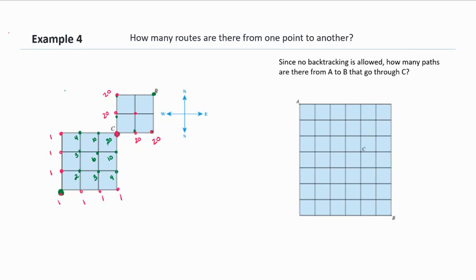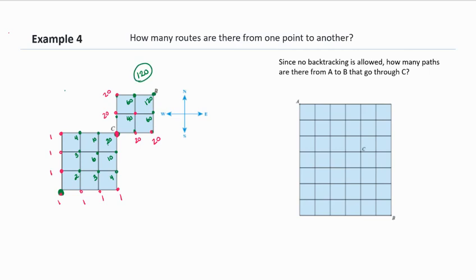A 20 and 20 is 40. And a 40 and 20 is 60. A 20 and 40 is 60. A 60 and 60 is 120. 120 ways to get from A to B.